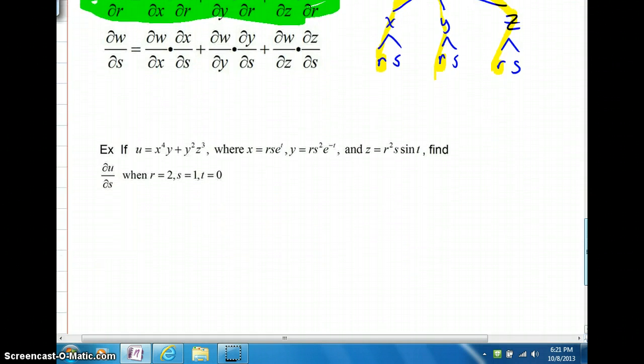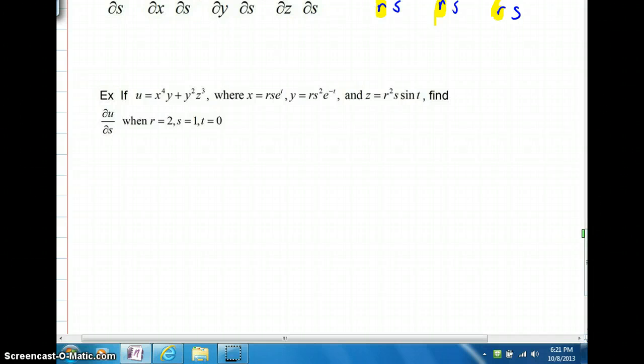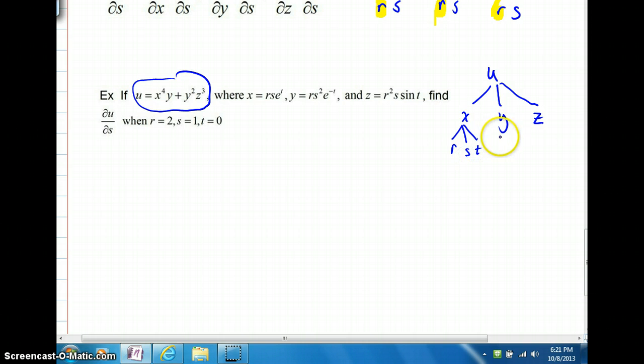Real quickly, let's look at a last problem. I hope this will explain what we just were talking about. So we have a function u, and I'm going to write u up here. It looks like u is a function, if you just look at this preliminary equation, of x, y, and z. X, y, and z, though, are going to be our intermediate variables, because x, y, and z are all functions of r, s, and t. So this really does complicate things quite a bit.